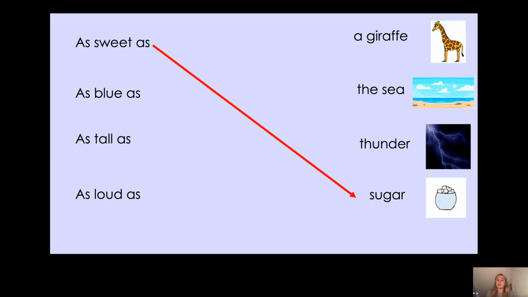So now I would like you to pause the video and have a go at joining up the other ones to make some more similes. Pause the video now and have a go.